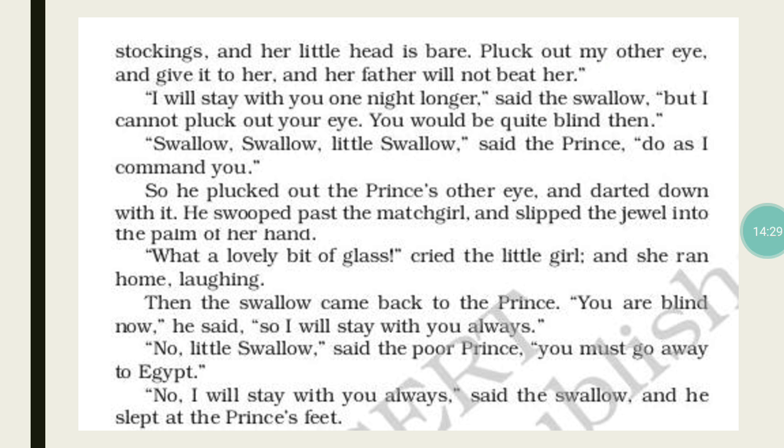You are blind now, he said, so I will stay with you always. So when Swallow returned to the Happy Prince, he told him that he was blind. Who was blind now? Yes, the Happy Prince became totally blind because his two eyes, the two sapphire stones, were taken off. So the little swallow told him that he would stay with him forever.